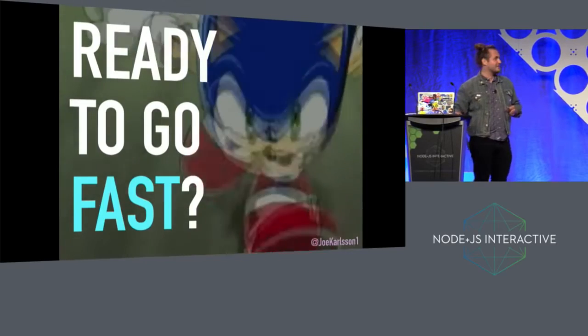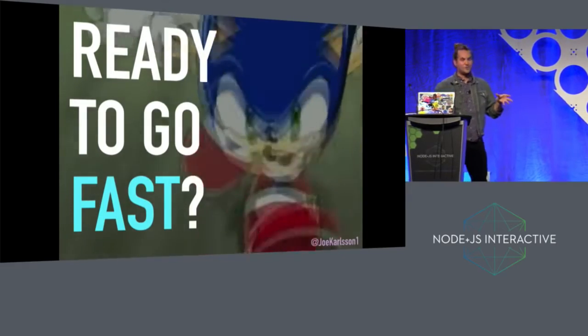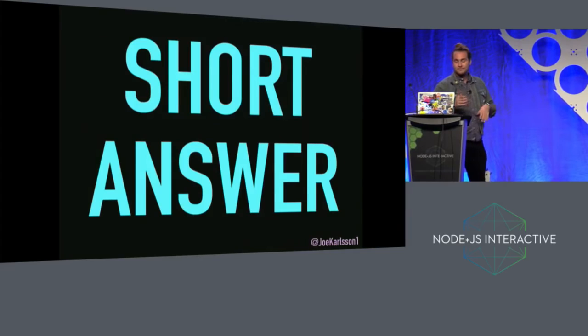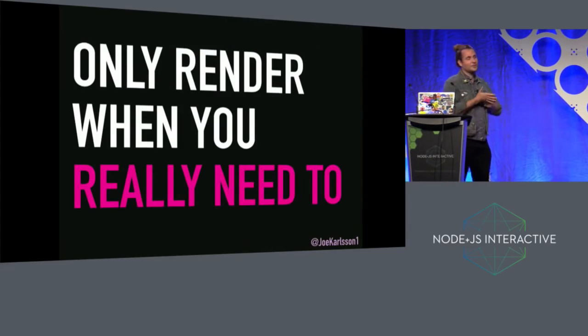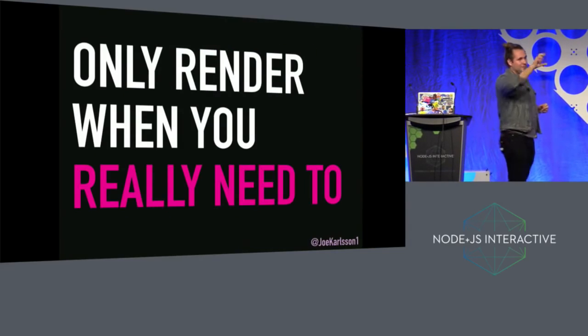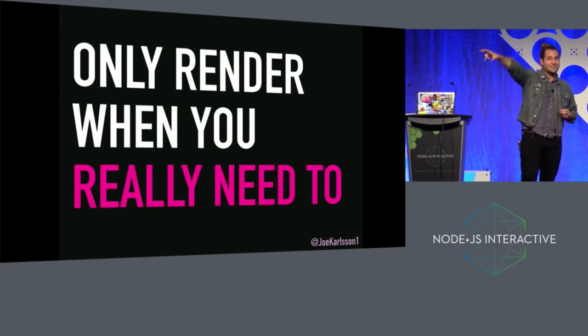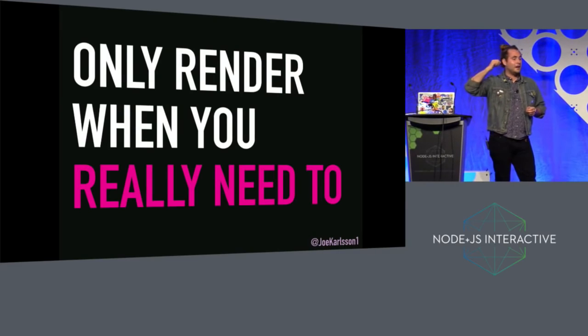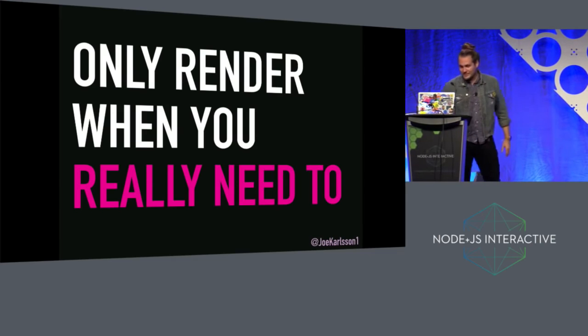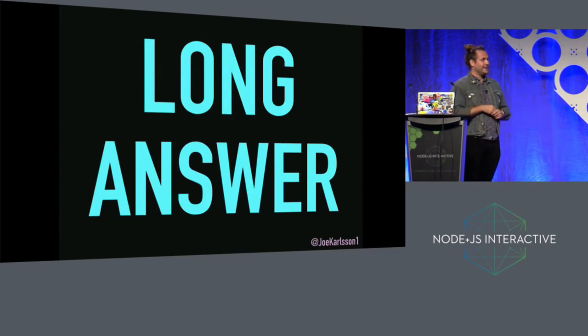Let's figure out how to make this thing go faster. The short answer is only render when you really need to. Remember in that example, we were making those little patch updates to the DOM. We want to minimize the number of times React is doing that, and there are a lot of ways we can do that to help make it go faster. So that brings us to the long answer on how to make React go faster.